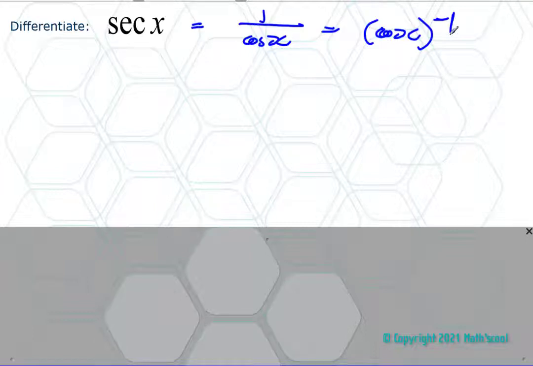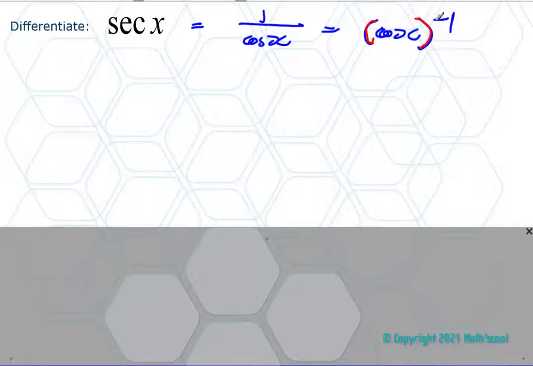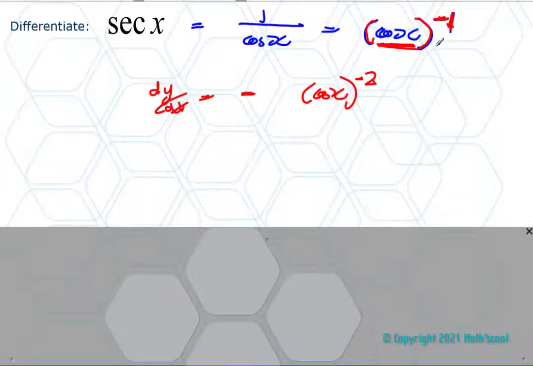That is the chain rule, but if you look at where the brackets are here. Outside of the brackets is a power minus 1. So you've got to differentiate like a polynomial, like a power. So the minus 1 comes down and you knock 1 off the power. So that gives you dy by dx is going to be minus cos x to the minus 2. And then you've got to multiply by differential of the brackets. Differential of cos x is minus sine x. So minus times minus is going to be plus sine x.